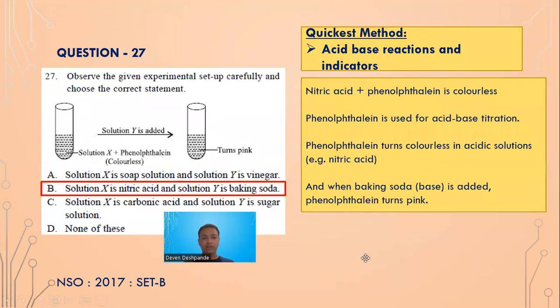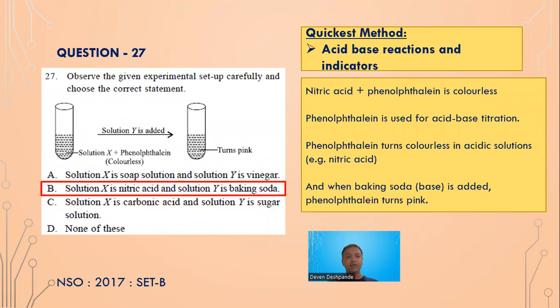Okay, next one. Observe the given experimental setup carefully and choose the correct statement. Solution X plus phenolphthalein, which is colorless, and then when solution Y is added, it turns pink. So here the solution X is nitric acid, because nitric acid plus phenolphthalein is colorless, because phenolphthalein is used for acid-base titrations, and it turns colorless in acidic solutions. When you add nitric acid to phenolphthalein, it turns colorless.